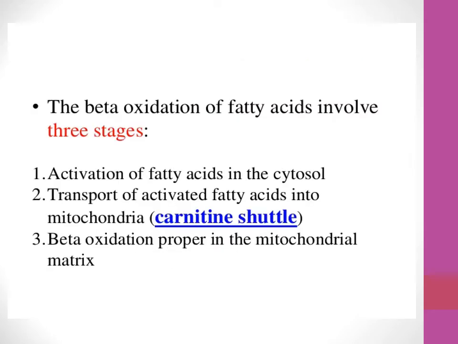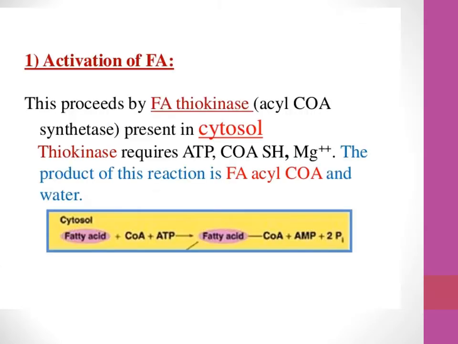Beta oxidation of fatty acids involves 3 stages. Number 1, activation of the fatty acid in the cytosol. Number 2, transport of the activated fatty acid into mitochondria. Number 3, beta oxidation proper in the mitochondrial matrix.